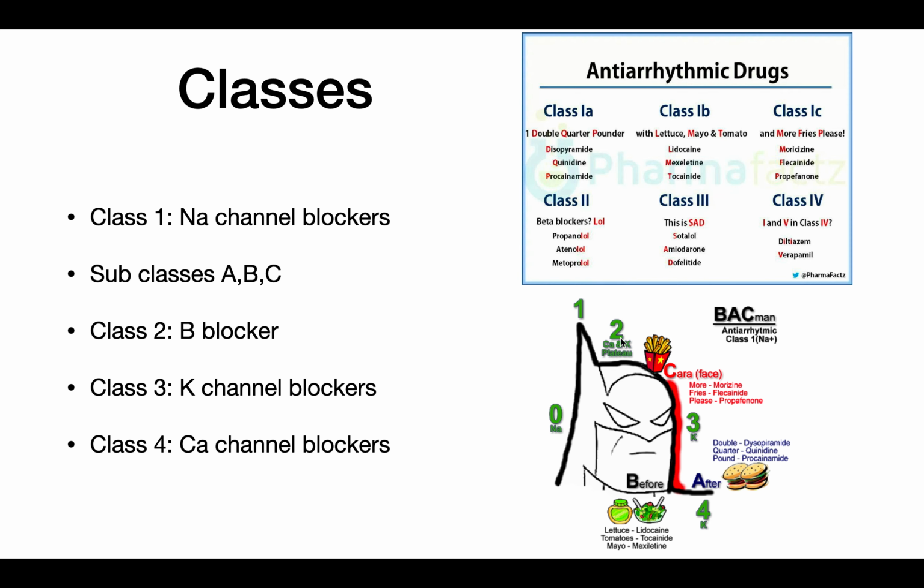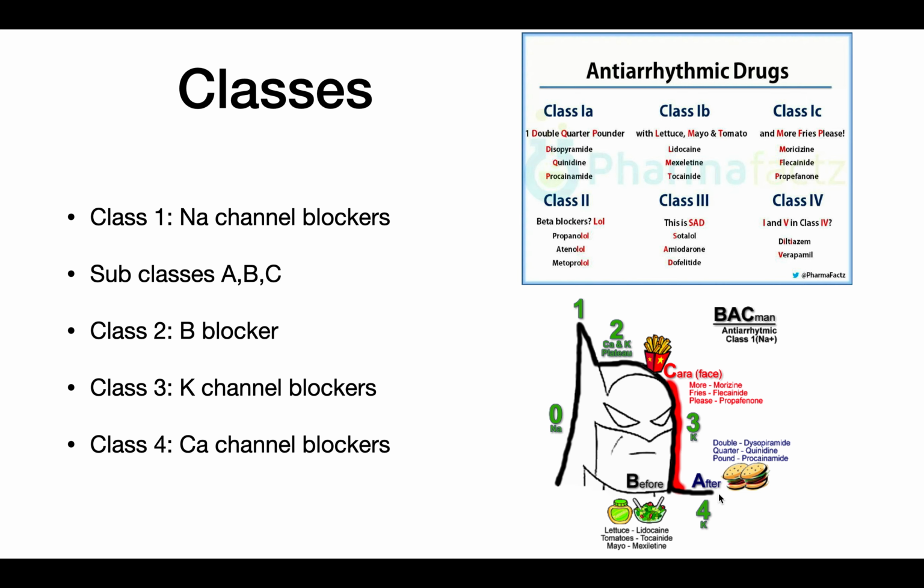So phase 1 is going to be Batman's ear. Phase 2 is going to be calcium and potassium plateau. C is the Kira phase. This is going to be part of the class 1 sodium channel blockers, and those would be more fries, please. So moricizine, flecainide, and propafenone. Phase 3 is going to be repolarization and after.